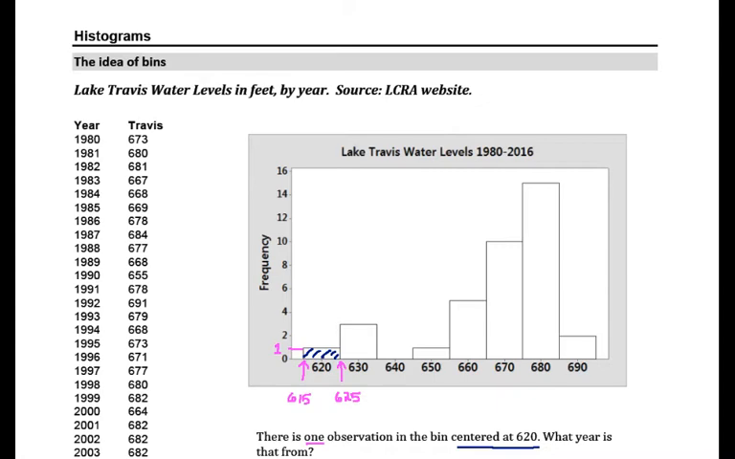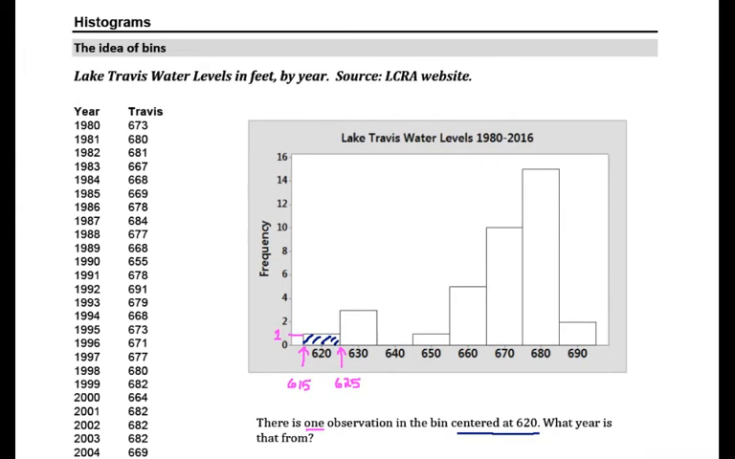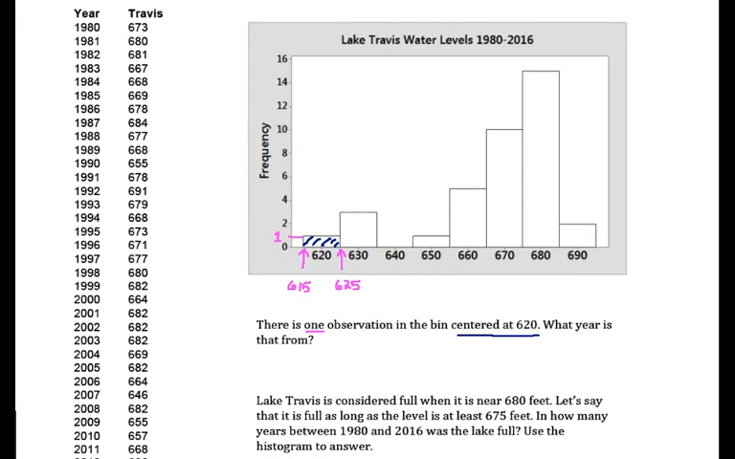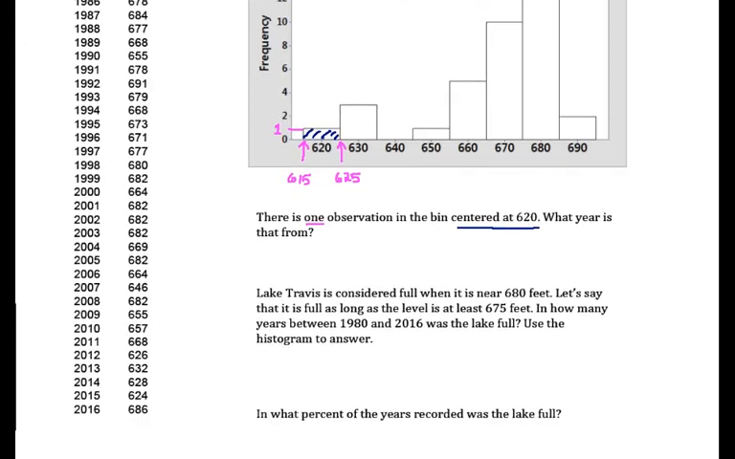To figure out in what year that occurred, we need to look at our list of data. We have water levels by year. We can't tell the year from the histogram at all. So looking through our list, we can see that there's one data value between 615 and 625, and that year was 2015.